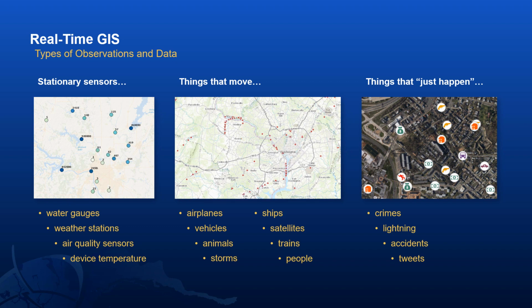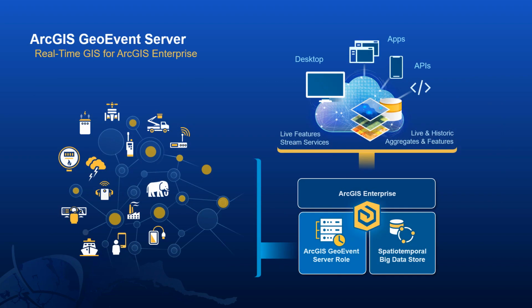But increasingly, with the advent of connected devices and the Internet of Things, real-time data can also take the form of data collected from stationary sensors. So some examples of this might be a water meter or a gas gauge, or maybe data from a weather station. But then, of course, real-time data can also come from things that just happen, such as lightning strikes, accidents, traffic alerts, or tweets. All of this is streaming data that we can leverage within GeoEvent Server to perform real-time analytics and notification.